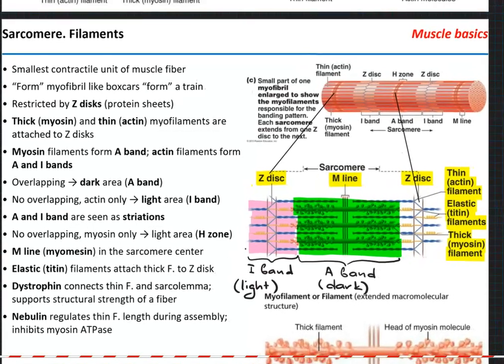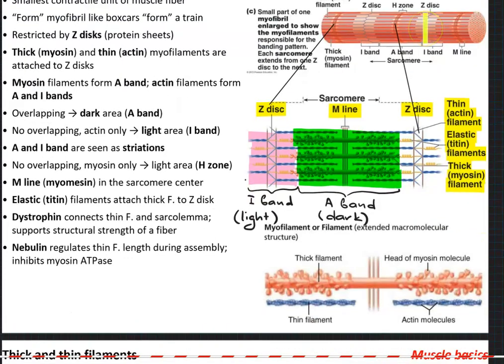In addition to these proteins, there are a couple more. I will not ask about those in the exam. I just want you to have sort of a connection. So nebulin is the protein that regulates the assembly of thin filaments, and dystrophin, a very important protein in the context of human diseases, we will see later. Dystrophin connects thin filaments and sarcomeres and stabilizes the structural integrity of a muscle fiber.